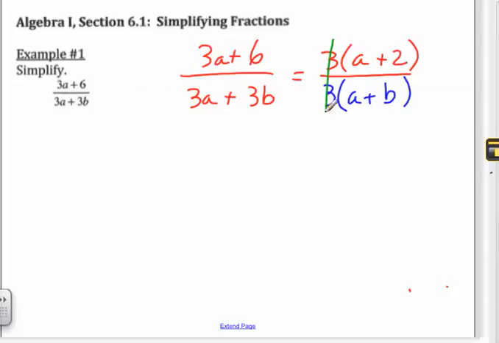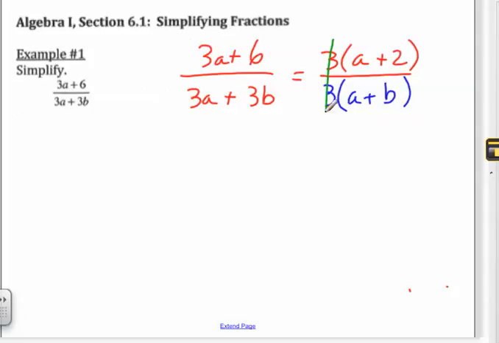Now, can I cancel the A's? Why can I not do that? It's not one term. It's actually being added. I've got 2 terms here. I'm adding A to 2 and I'm adding it to B. Because they're separated by pluses and minuses, I can't cancel them. I can only cancel out factors that are exactly alike.